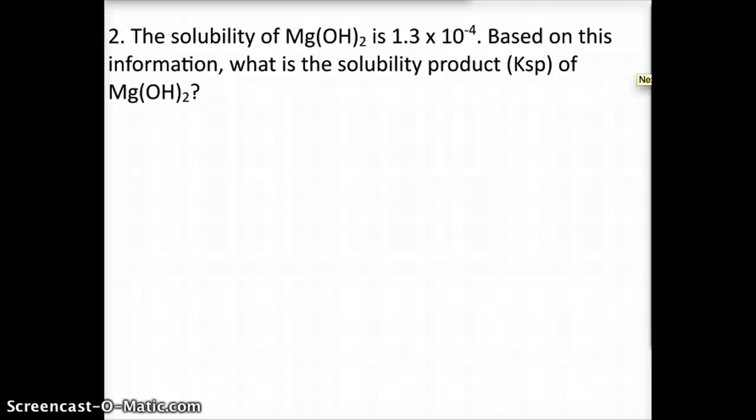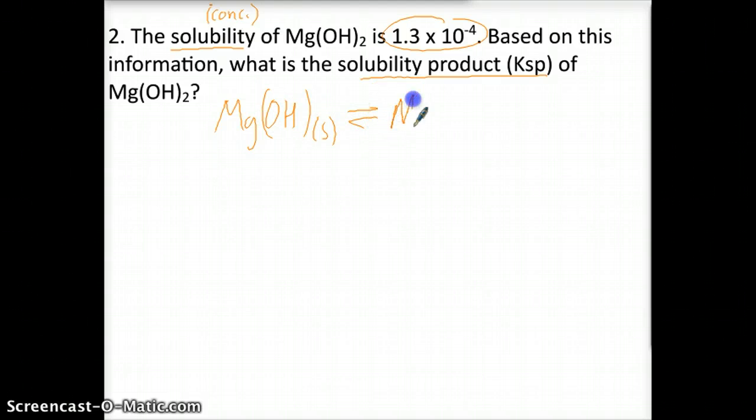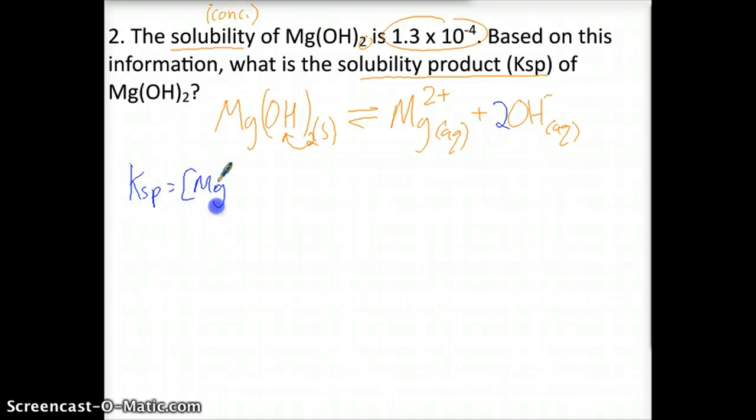The other type of problem you have to do would be if you're given the concentrations and asked to solve for Ksp, like here. The solubility, again, not solubility product, this means concentration, of Mg(OH)2 is 1.3 times 10 to the negative 4th. Based on this information, what is the solubility product of Mg(OH)2? So, again, write the equation first. Mg(OH)2 as a solid dissociates in water. It's going to form Mg2 plus, magnesium is in the second column of the periodic table, and OH minus, aqueous. Since there are 2 of these, I need to put a coefficient of 2 in front of the OH. So my Ksp expression would be the concentration of Mg2 plus times the concentration of OH minus squared.